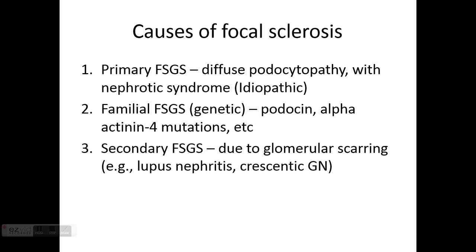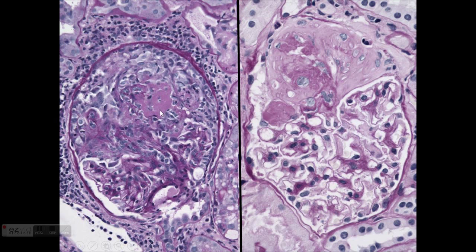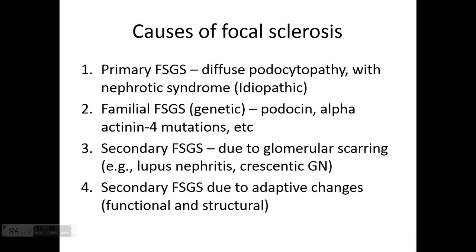Then focal sclerosis can be secondary to a number of different glomerular processes. For example, here you see a crescent with segmental fibrinoid necrosis. As you can imagine, this will actually heal and form segmental sclerosis, as you can see to the right. So this is secondary focal sclerosis due to glomerular scarring. And we have to think of different etiologies that are along those lines. So crescentic and in general inflammatory conditions would be in the background.